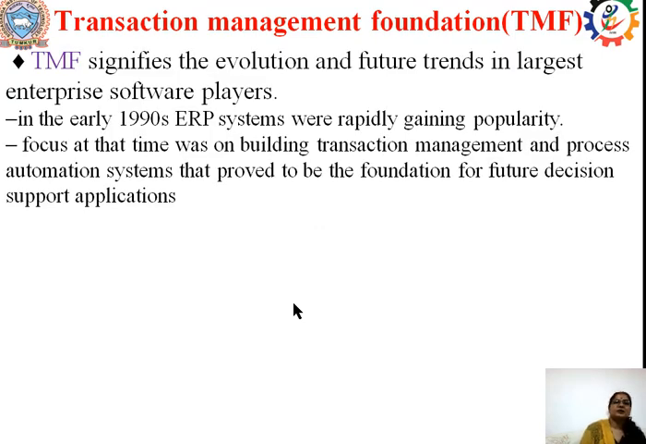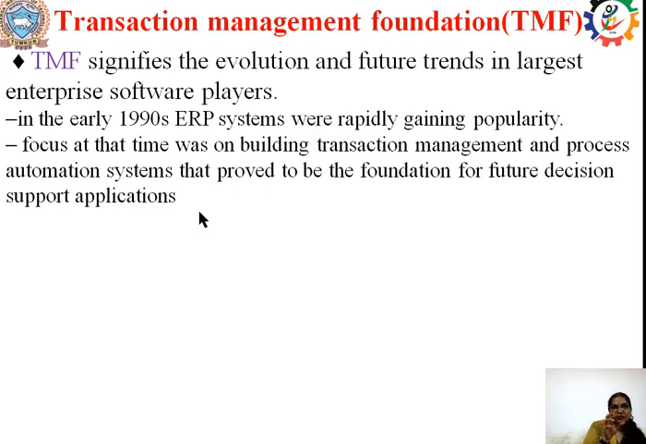Now let us learn something about Transaction Management Foundation, popularly known as TMF. It signifies the evolution, the history of software players and future trends. Actually, supply chain management kick-started somewhere in the 1980s, and in the 1990s ERP systems were launched. In the beginning, the focus was only on automating things and then building the transaction management.